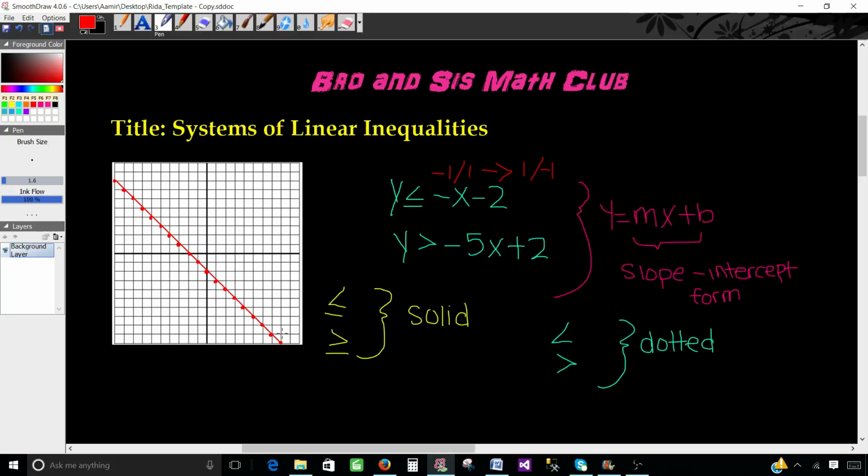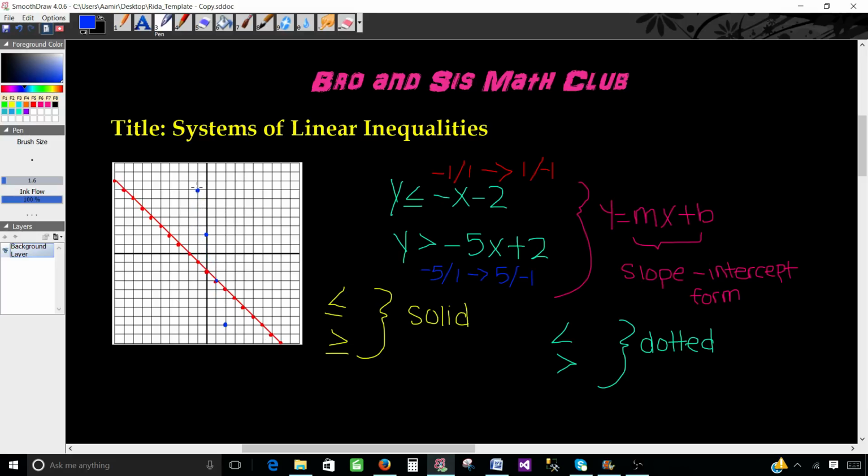Let's go ahead and move on to our second inequality, which is y is greater than -5x plus 2. In this, our y-intercept is +2, and then we have a slope of -5 over 1. So we'll go down 5, 1, 2, 3, 4, 5, and then over 1. We can't go this way anymore, so we can always change this over to 5 over -1. So now we will go up 5 and then to the left 1. And we have our line.